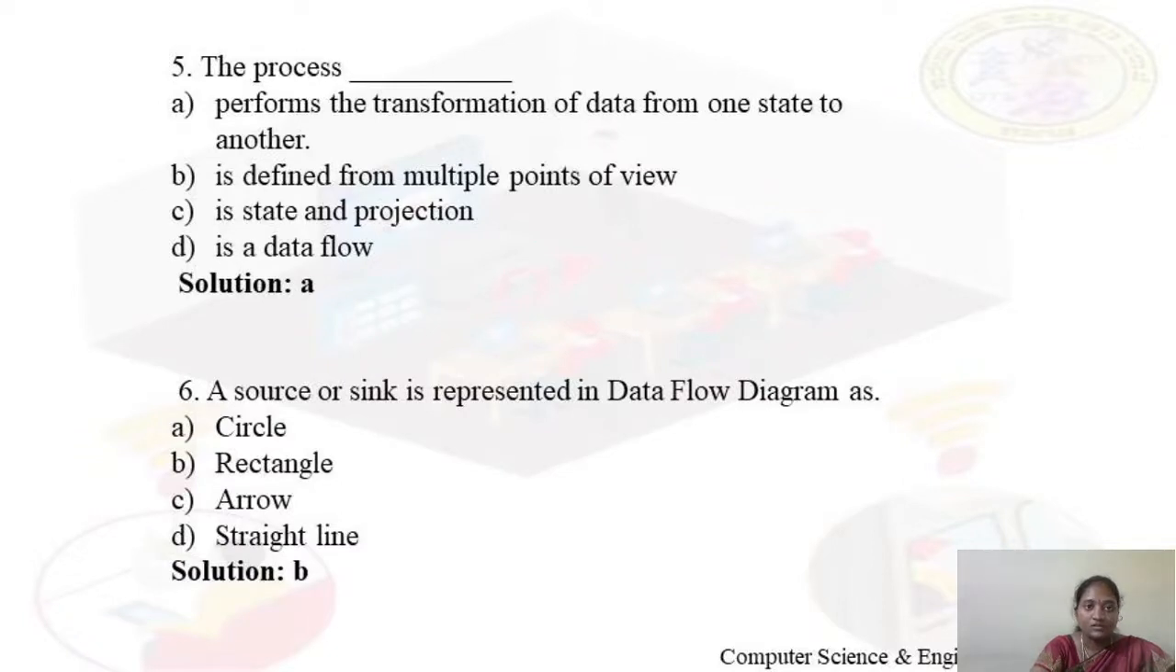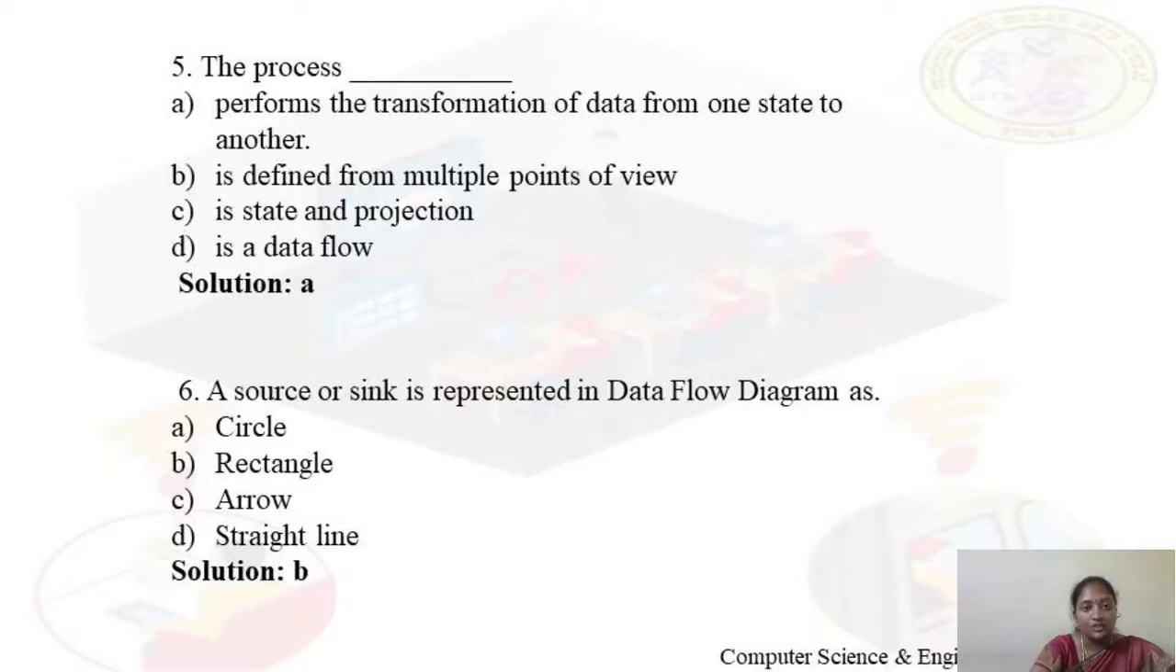Fifth question. The process. It performs the transformation of data from one state to another. Is defined from multiple points of view, is state and projection, is a data flow. So, I told you the definition in the earlier session. The process performs the transformation of data from one state to another. The answer is A.